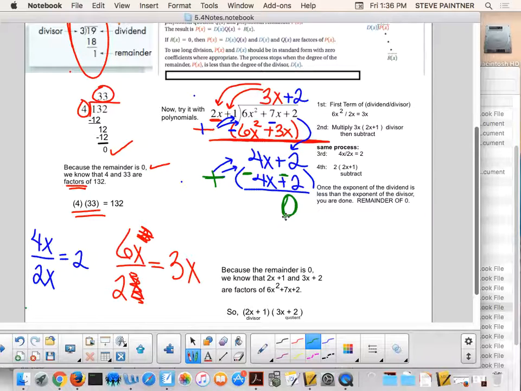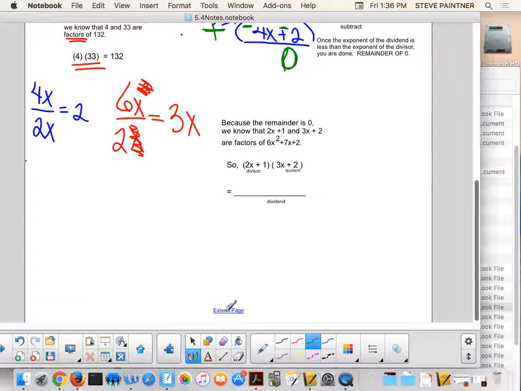So they say down here on the very bottom, because the remainder is 0, we know that 2x plus 1 and 3x plus 2 are factors of the dividend. Okay, so if you write it as this factor times this factor, your divisor times your quotient, you should get what you started with: 6x squared plus 7x plus 2. So the nice thing about long division is, if you actually divide it out and you get 0, then you know it's a factor. And you could just write the factors out and you'd be done factoring.